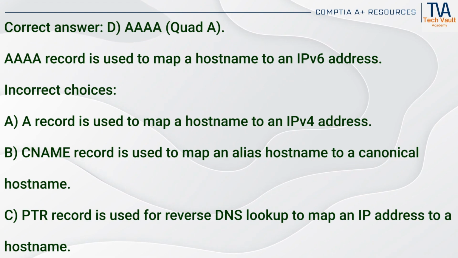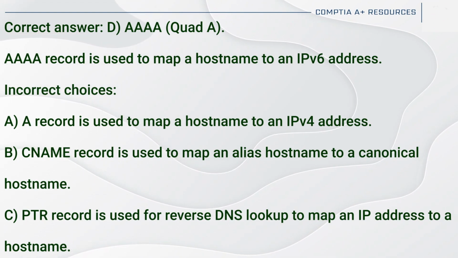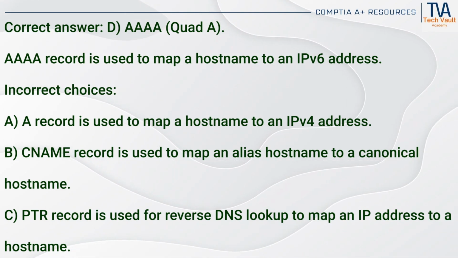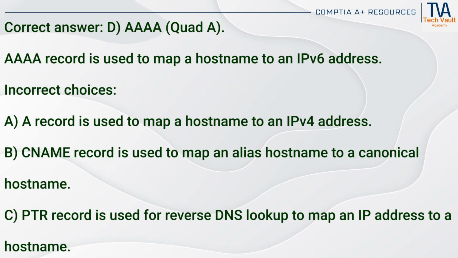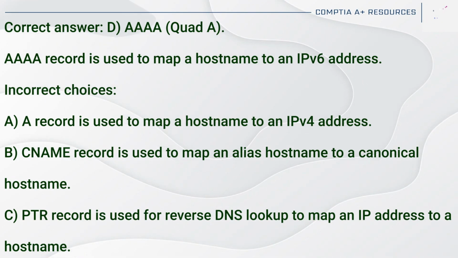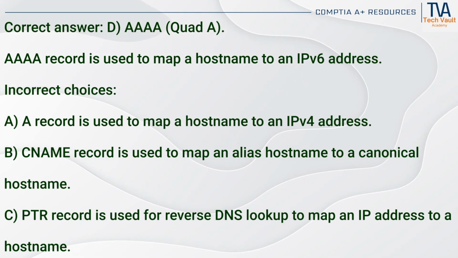Correct answer, D. AAAA, quad A. AAAA record is used to map a host name to an IPv6 address. Incorrect choices. A record is used to map a host name to an IPv4 address. B. CNAME record is used to map an alias host name to a canonical host name. C. PTR record is used for reverse DNS lookup to map an IP address to a host name.